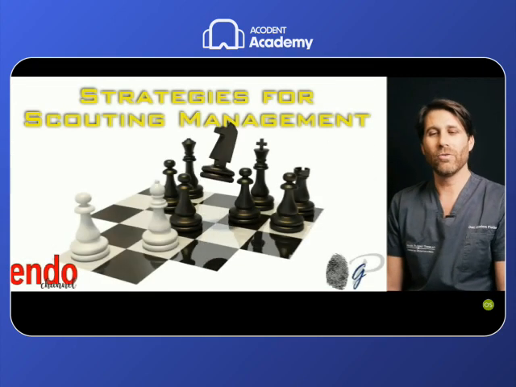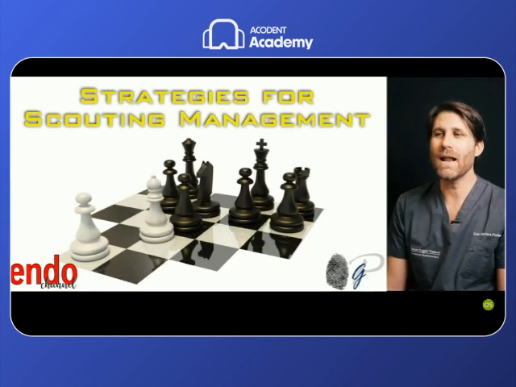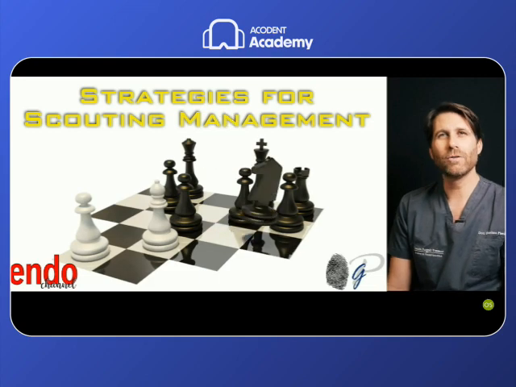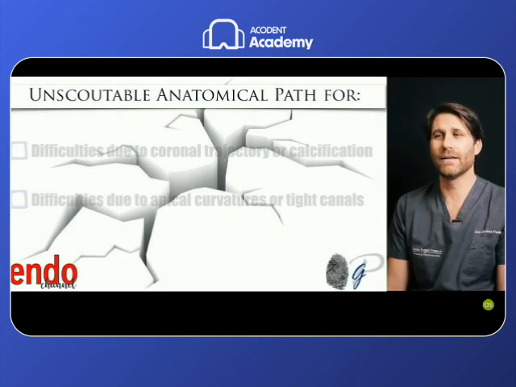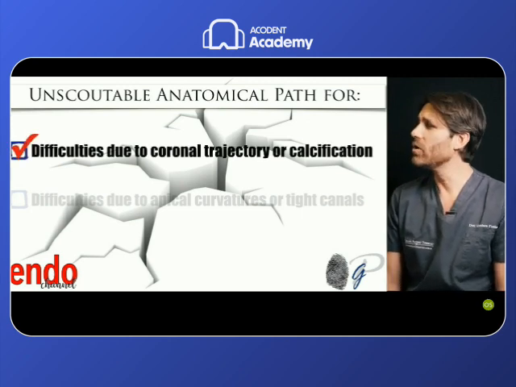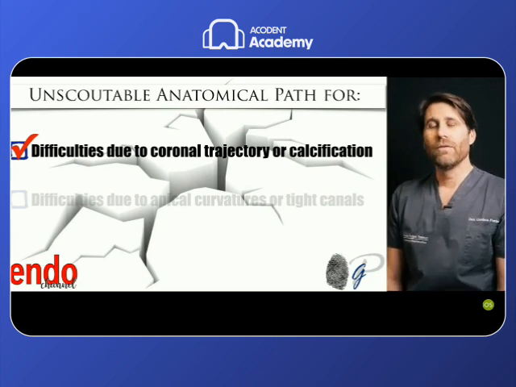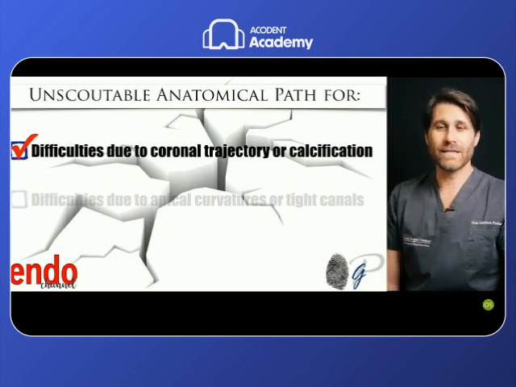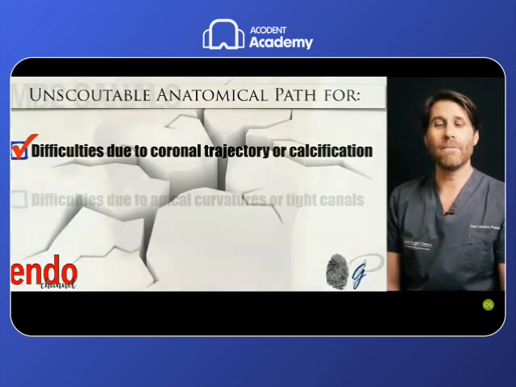So let's go to see which are the strategies for the scouting management of these more difficult situations. The first one is the scoutable anatomical path given by difficulty due to coronal trajectory or calcifications. The first very easy example that we can do for this situation is, again, the MB2 root canals.